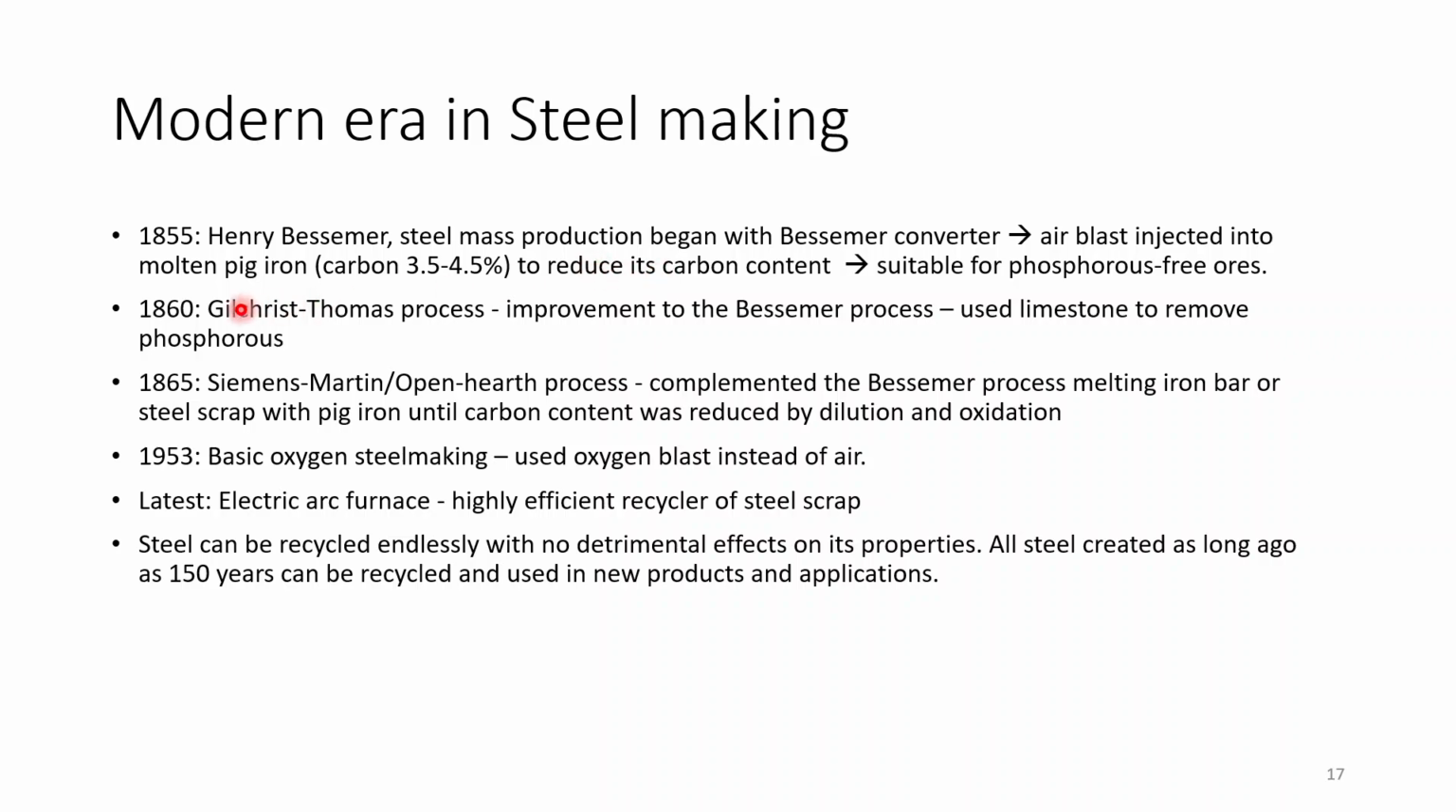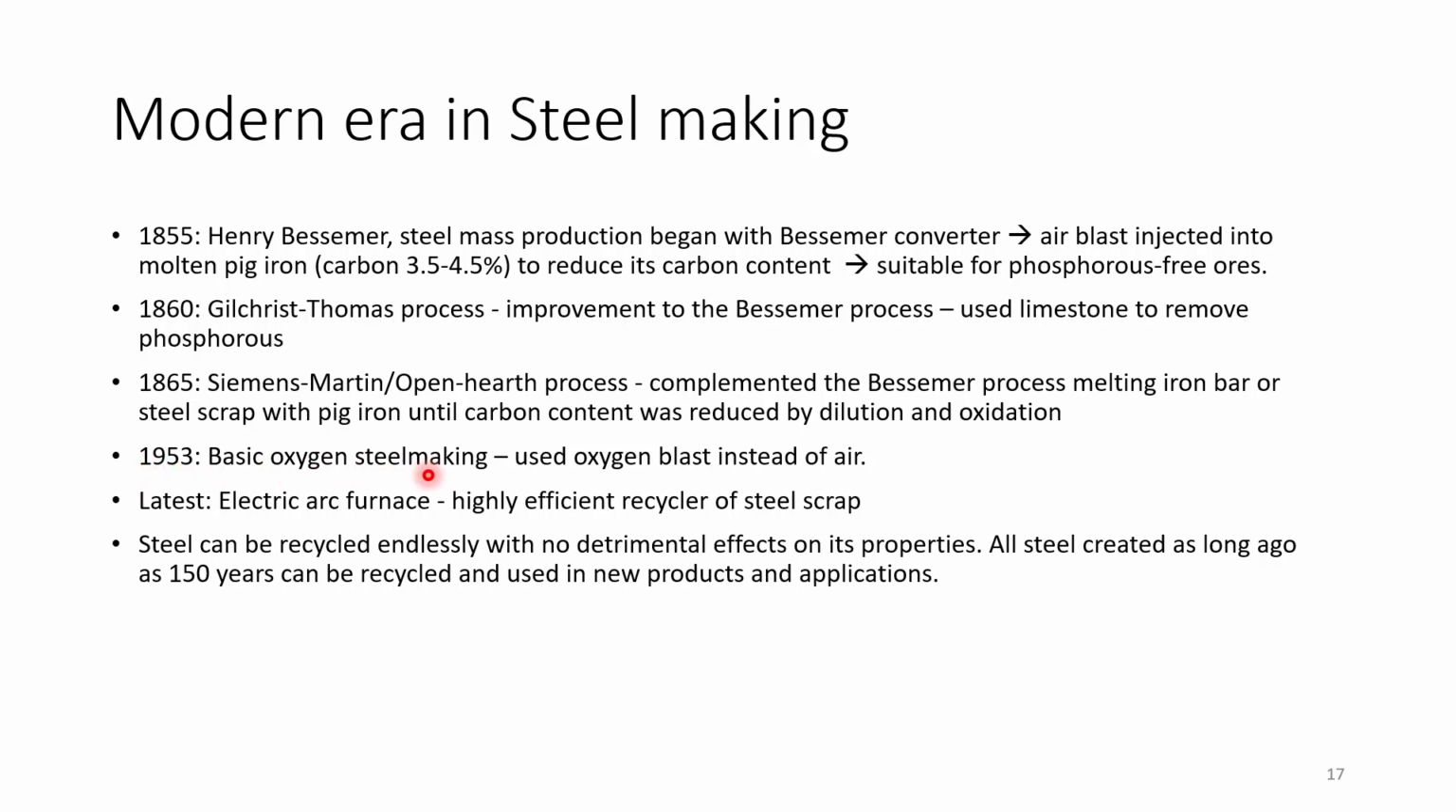Then in 1860 we had the Gilchrist-Thomas process, which showed improvement to the Bessemer process, and it used limestone to remove phosphorus. In 1865 the Siemens-Martin or open hearth process was coined. In this case it complemented the Bessemer process, melting iron bar or steel scrap with pig iron until carbon content was reduced by dilution and oxidation. The steel scrap already had less carbon compared to the pig iron, so that's why this carbon got diluted.